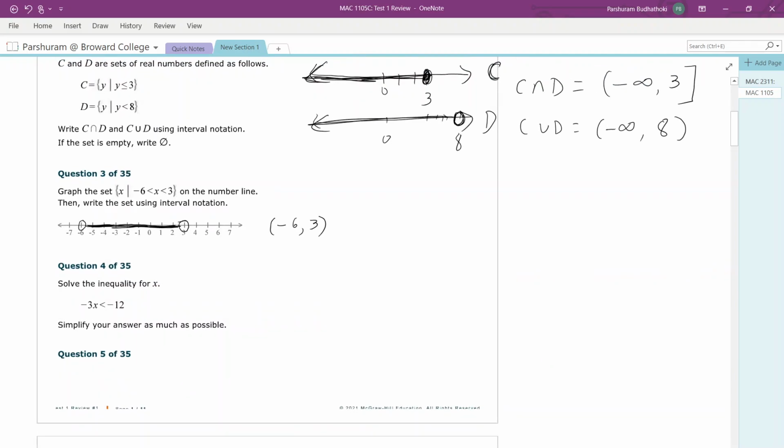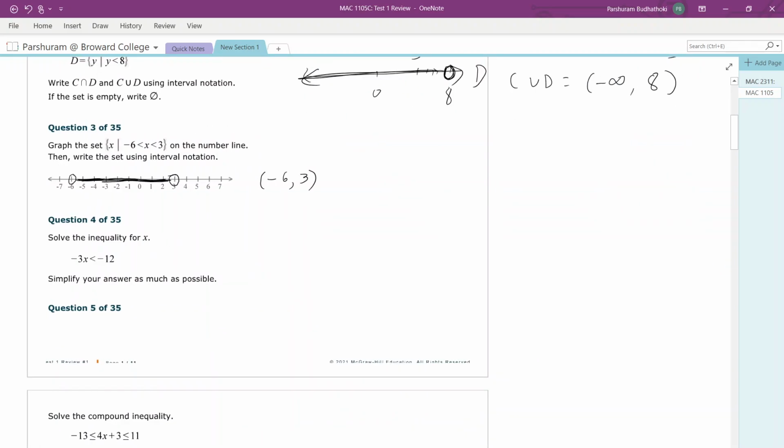Number 4, solve the inequality. We can just divide both sides by negative 3, and after dividing both sides by negative 3, the sign will reverse, and it will be greater than, which gives us x is greater than 4.